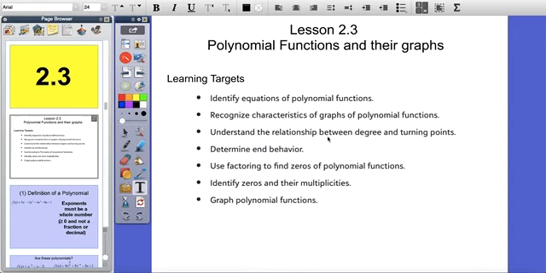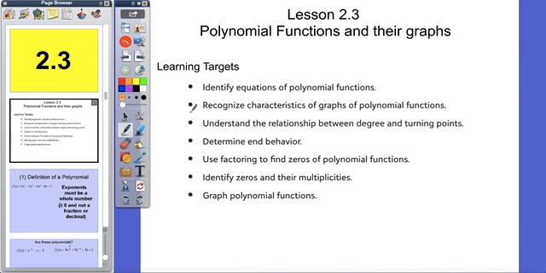We'll understand the relationship between degree and turning points, determine end behavior of functions, use factoring to find zeros of polynomial functions, identify zeros and their multiplicities, and then use all this to be able to graph the polynomial function. Just sketch a rough graph of it.